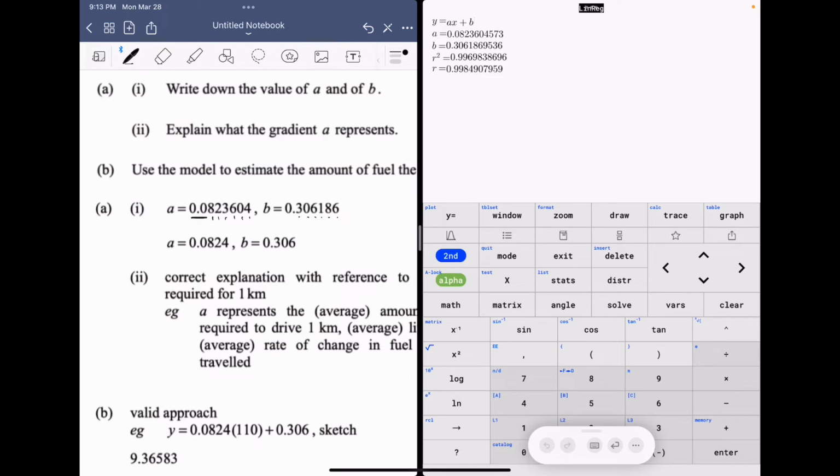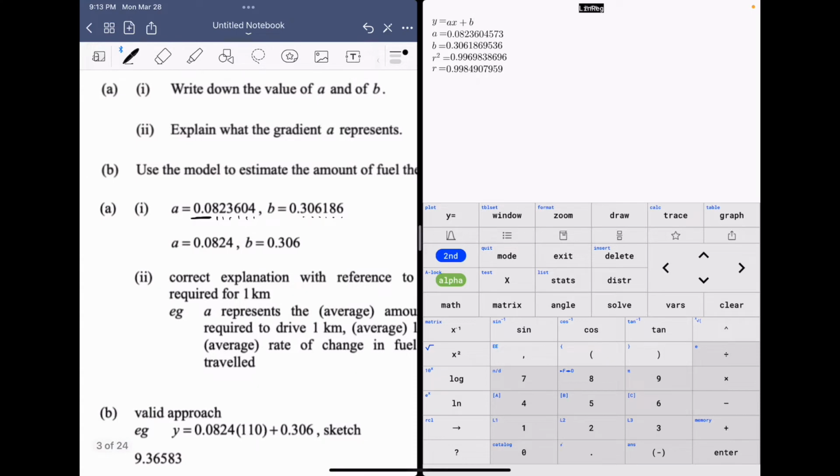You can see that any number of zeros before a number between 1 to 9, all zeros before 1 are considered as non-significant figures. So your first significant figure is 8, then 2, then 3. Next number is 6, round off by adding 1, so that becomes 0.0824. Similarly, first significant is 3, 0 and 6. Next number is 1. We don't require that, so just write down 0.306. But I recommend please write down as much as you can because that is your working.